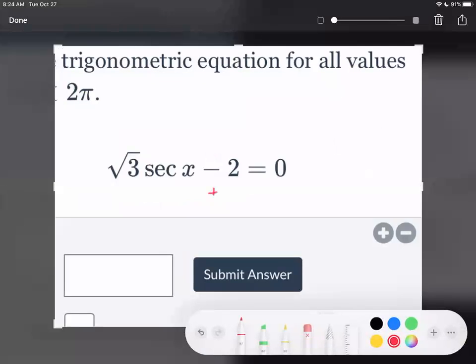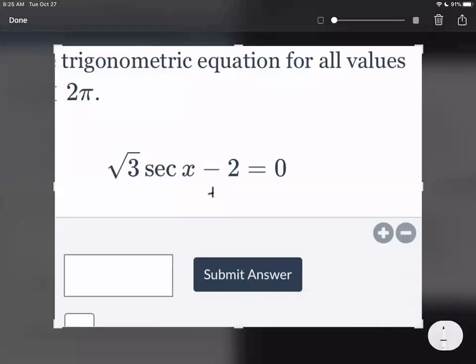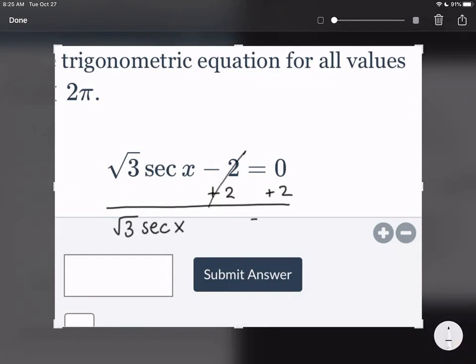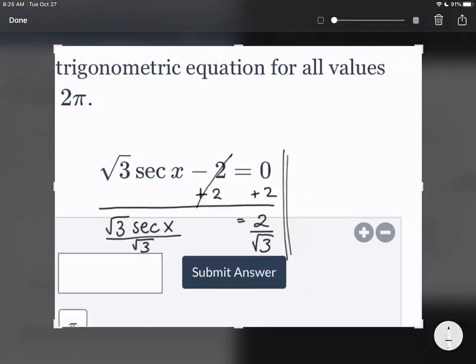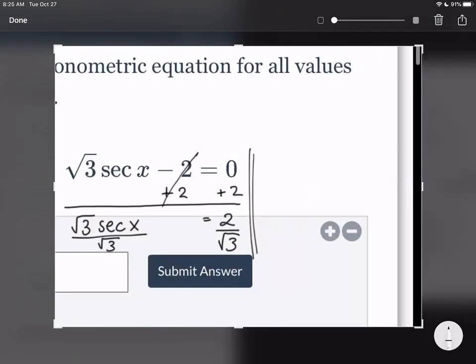We're going to add 2 on both sides. So we got radical 3 secant x is equal to 2. And then divide by radical 3, divide by radical 3. I'm going to continue the answer on the side here. Then we're going to get those canceling out. Secant x is equal to 2 over radical 3.